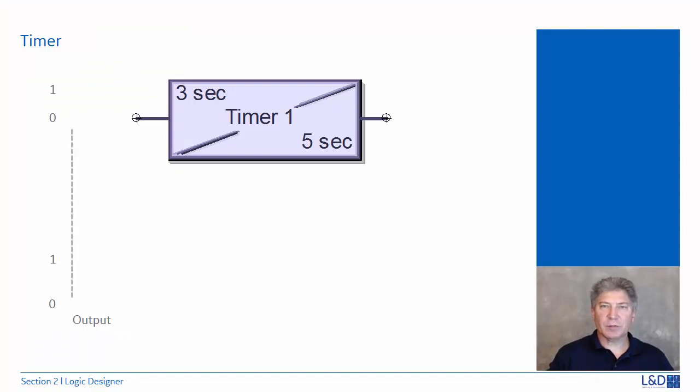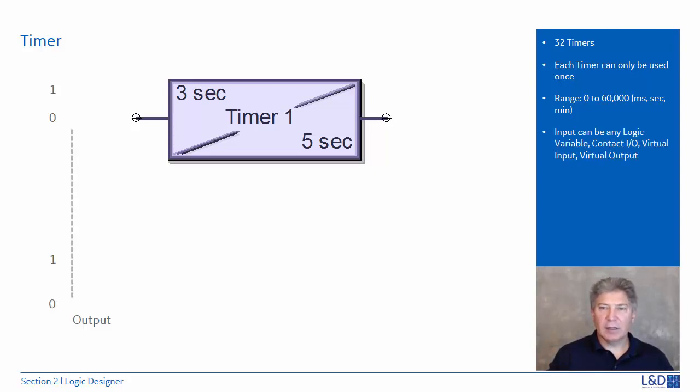Let's talk about timers. In the UR relay, there are 32 timers available to us. Each timer can only be used once. That means two different circuits cannot use the same timer. The range is 0 to 60,000, and then we have choices of units for milliseconds, seconds, and minutes. The inputs can be any logic variable, such as a protection element. We can have any contact I/O, virtual input, or virtual output as an input to the timer.